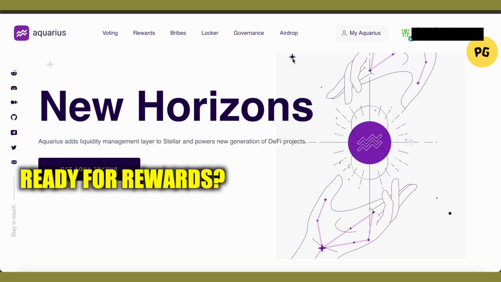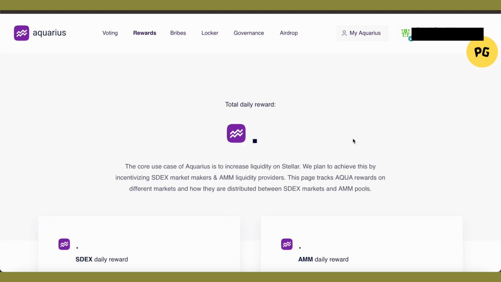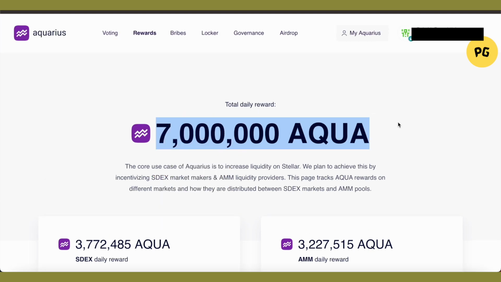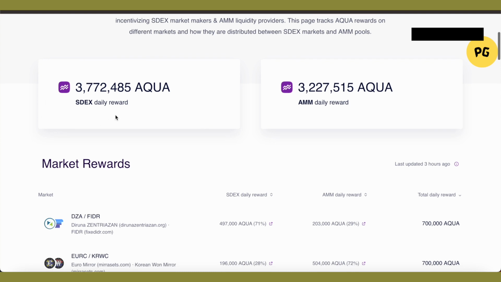In this video we will explore different ways to earn on Aquarius. So basically, when you open up this Aqua Networks website, it is the liquidity layer on Stellar. When you go onto the rewards, you will be able to see that there are around 7 million AQUA given out daily. You can earn this AQUA by participating in AMM or SDEX daily rewards.